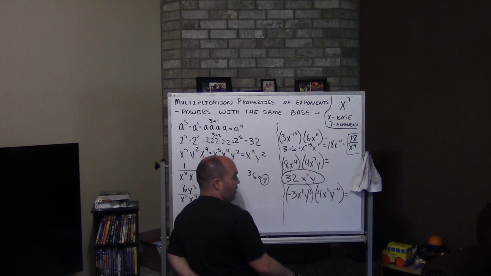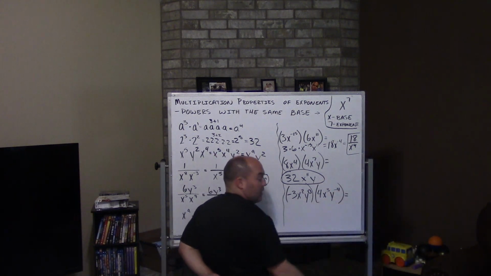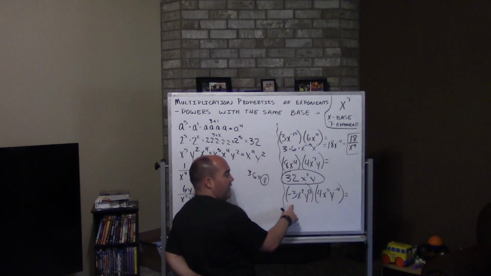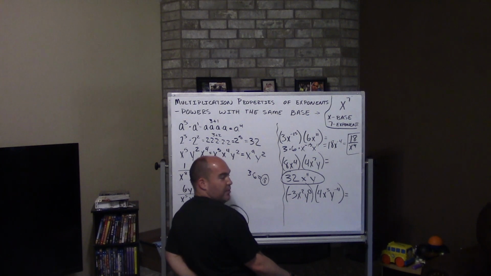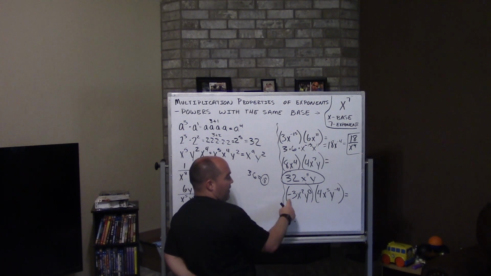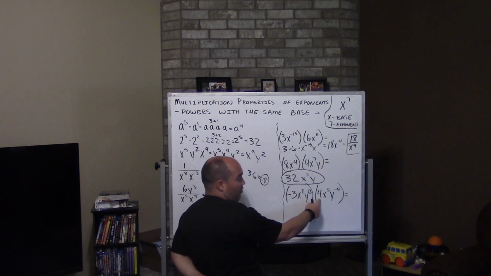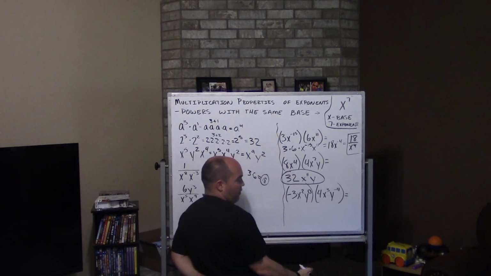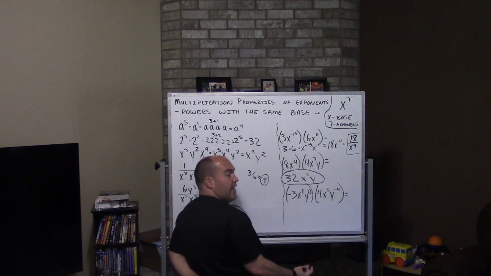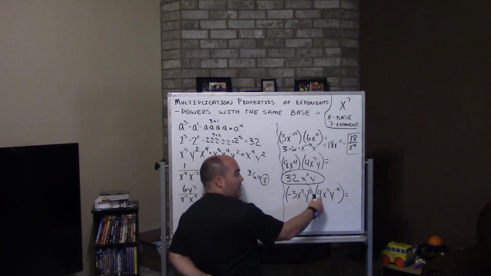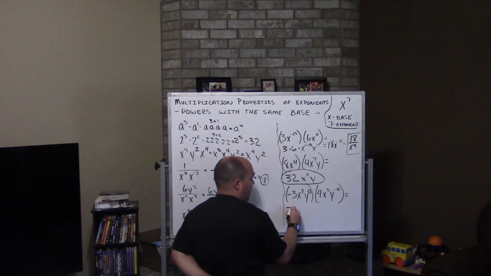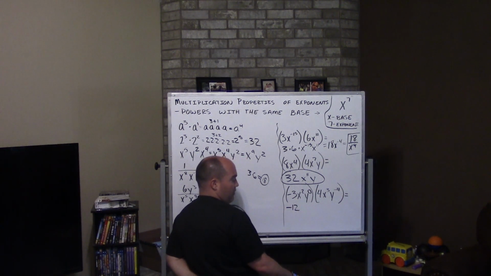Alright, now, last one of the day. Here's another one that sometimes tricks people. I really wish it didn't, but it does. Okay, this is just a negative 3 in the front of this. Okay, so this is negative 3 x squared y to the 0 times 4x cubed y to the negative 4th. Okay, the negative 3 is just a regular old negative 3. Okay, so negative 3 times 4 is negative 12.